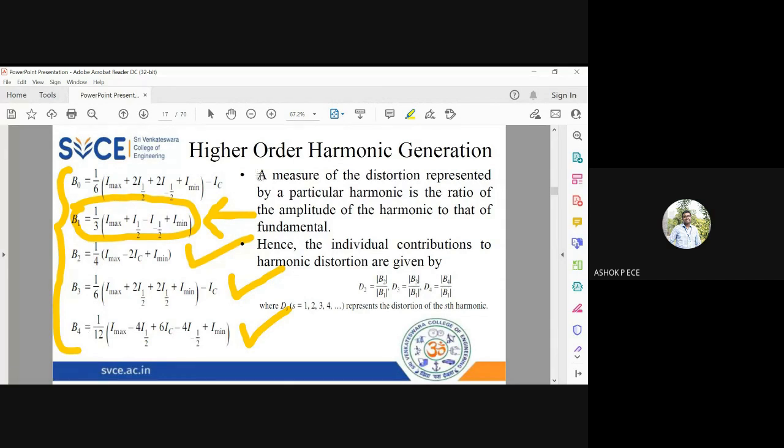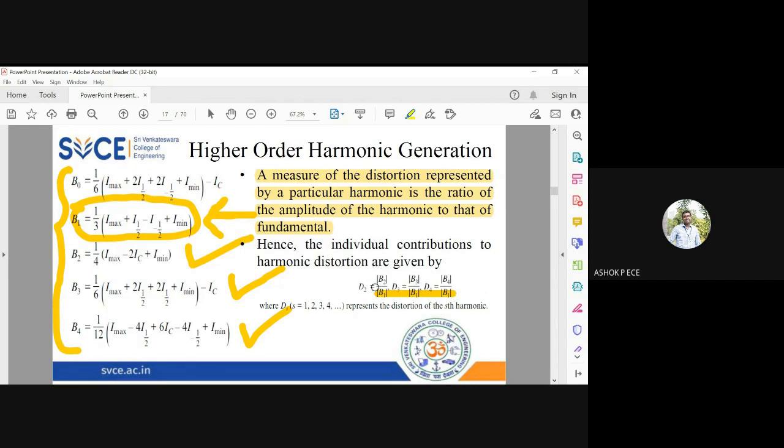The measure of distortion is represented by that particular coefficient divided by the fundamental coefficient. So D2 means modulus of B2 by B1. D3 means modulus of B3 by B1. D4 means modulus of B4 by B1. The one thing to be noted is all the denominators are going to have always B1, the fundamental power, or I can say the power which is going to feed into your network. Only the numerators will change. Denominators are going to be always B1.